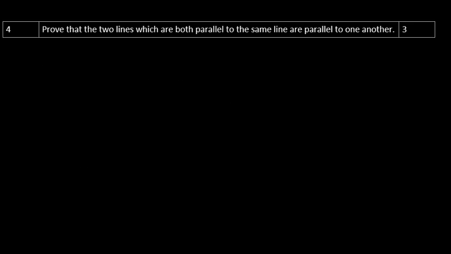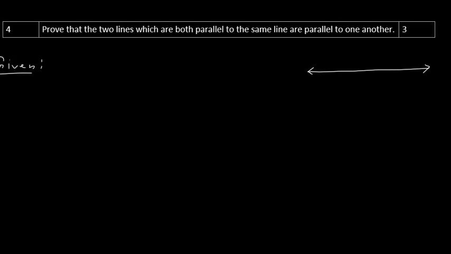Now let us move to the fourth question. We have to prove that two lines which are parallel to the same line are parallel to one another. So here this is a proof. I will write first, given. Now what is given? Two lines are parallel to the same line. So I will draw one line, okay.